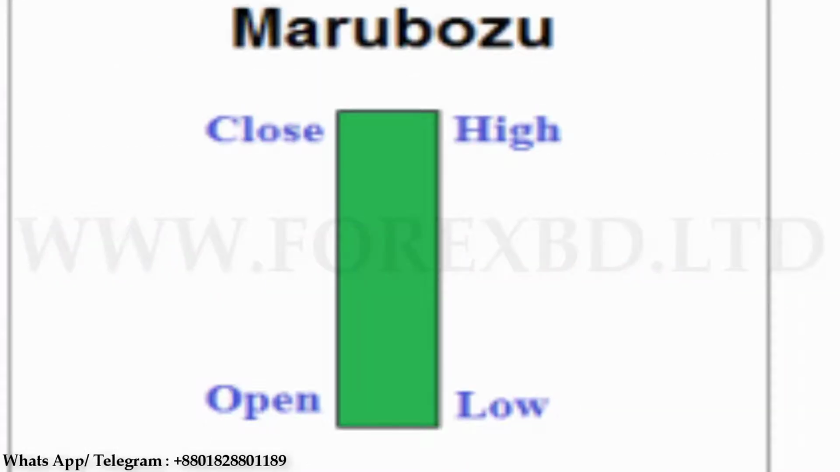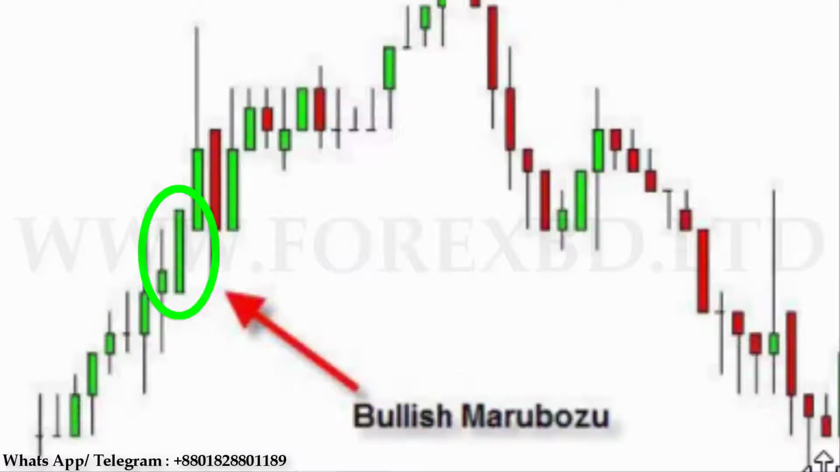White Marubozu. If there is no shadow of even a small amount on a candle, that candlestick is called Marubozu. The candlestick whose opening price equals low and closing price equals high is called white Marubozu. Usually when a bullish white Marubozu appears in the market, uptrend continuation is maintained.